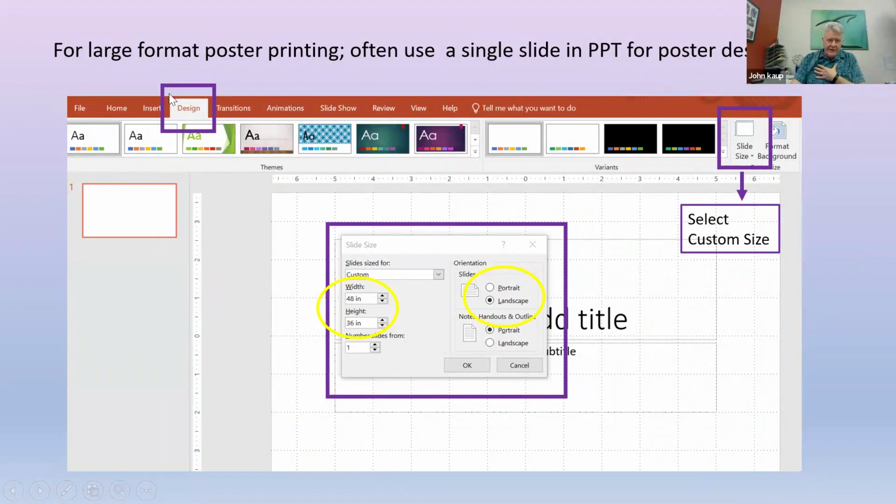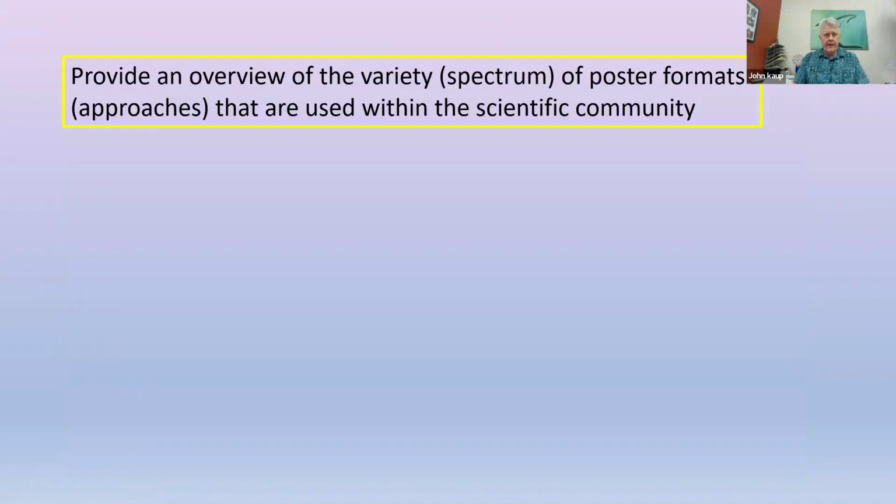within PowerPoint, if you click on the design option, you can go to slide size, select custom size, and then set up that single PowerPoint slide as being 48 inches wide by 36 inches tall in landscape mode. And then that is going to be your platform that you're adding your images and everything else that you have on there as you go through. Okay, so that's the specific requirements.